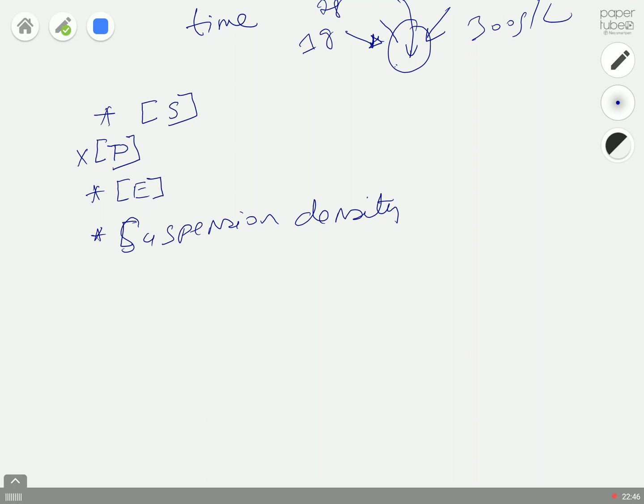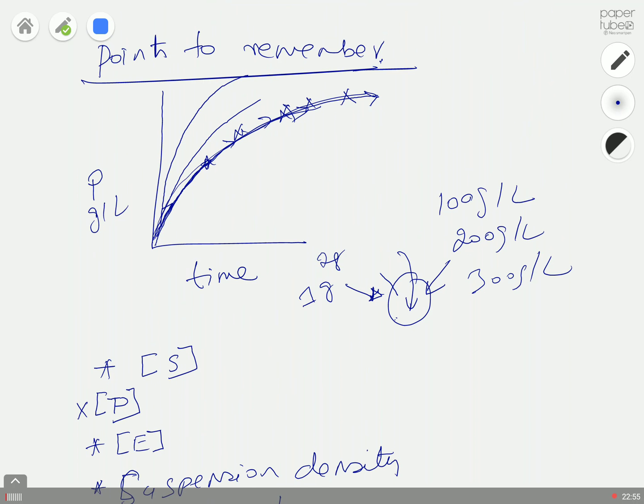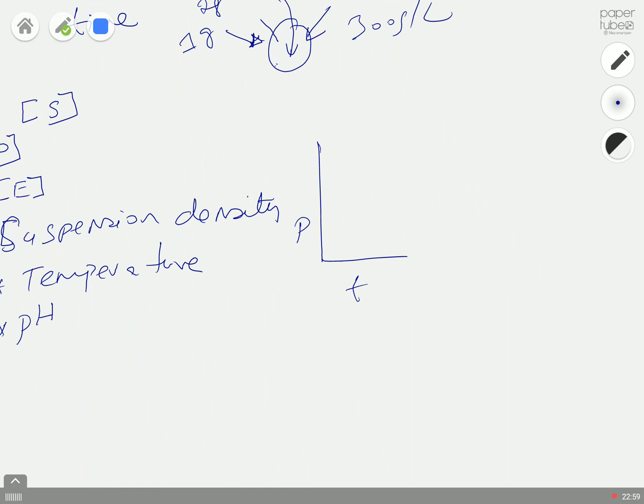Suspension density can alter the kinetics, temperature can change the kinetics of the reaction, and pH, depending on pH, how fast you produce your product can alter. So say if you have time, and if you have pH, and say this is pH equal to 7 and pH equal to 8, so pH equal to 1, something like that. So pH can also affect how fast you are producing the product per unit time.